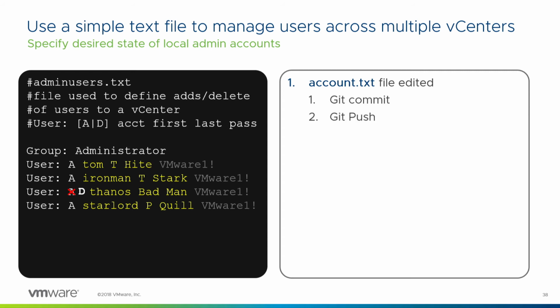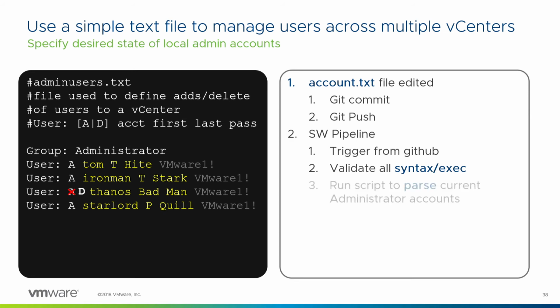And after I do that, I'm going to commit it, and I'm going to push it, and the software pipeline, the CI/CD pipeline, is going to see those changes. It's going to do a quick validation of all the syntax and if the script is going to run correctly before it actually does anything. And then it's going to go ahead and actually do the activity. So it's going to go out to vCenter, it's going to parse and look at the differences, and then it's going to run the scripts that will actually make the changes.